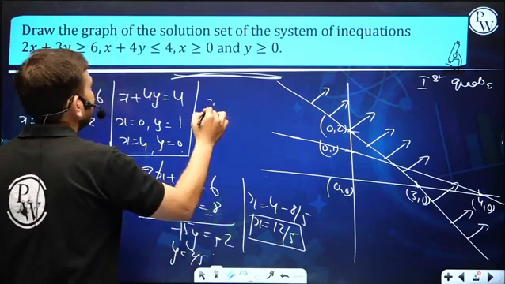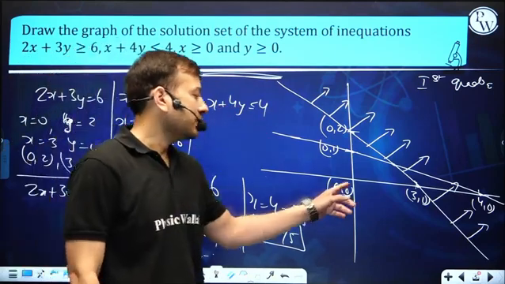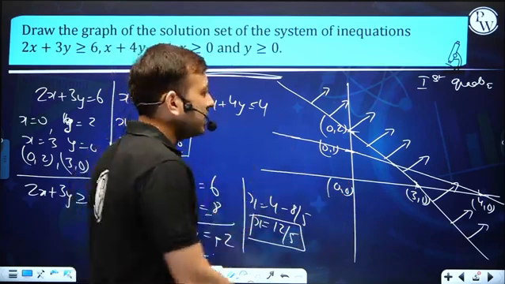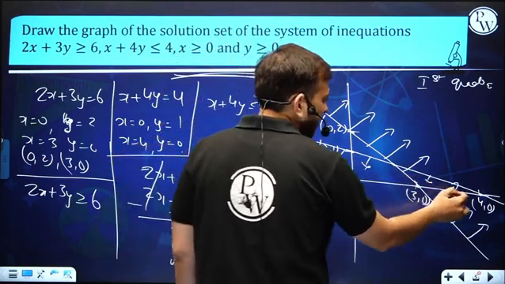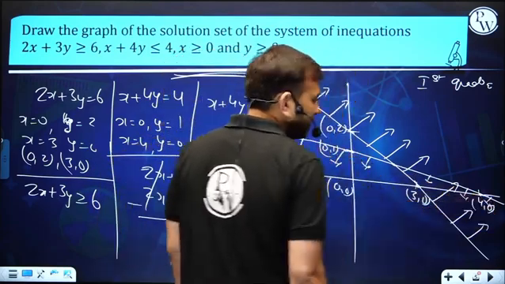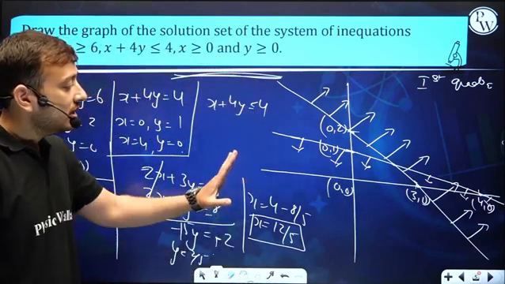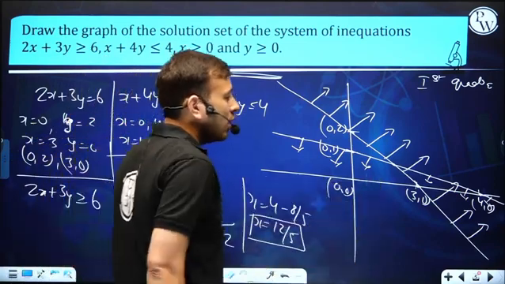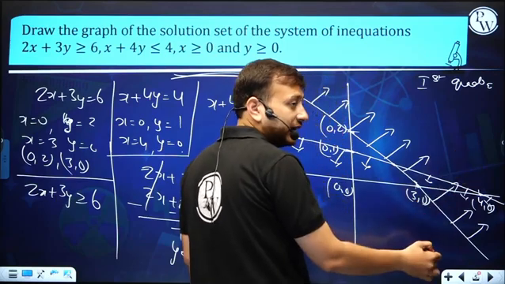Now the second line is x plus 4y less than 4. Substitute 0, 0. Sir, 0 is less than 4? Yes, sir. So that means my answer will be below this line. Now you tell me, sir, which is the common part? Above this line and below this line?